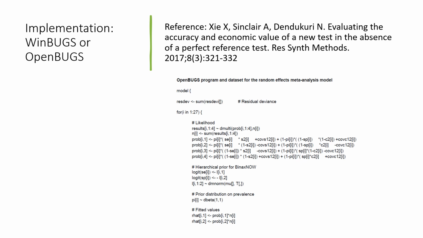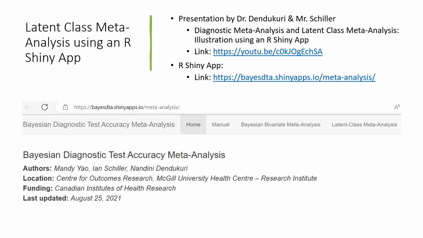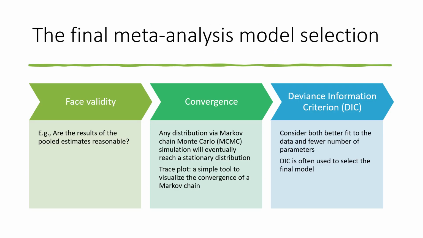Previously, researchers used WinBUGS and OpenBUGS software for the latent class meta-analysis model. The OpenBUGS code of a working example can be found in the appendix of our publication. More recently, Dendukuri and her team developed an R Shiny app. This app is user-friendly, and users can run various analyses online. Also, Dendukuri and Schiller have introduced the latent class model and the app. The video is available on YouTube. Please visit this workshop for guidance.